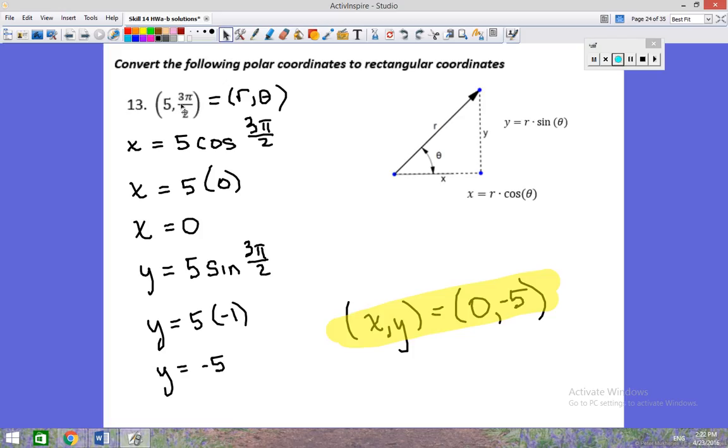So this 5 comma 3 pi over 2, if you plotted that point in two-dimensional space, and then you plotted this in rectangular, if you lined up the polar axis with the positive x-axis, it's the same point in two-dimensional space.